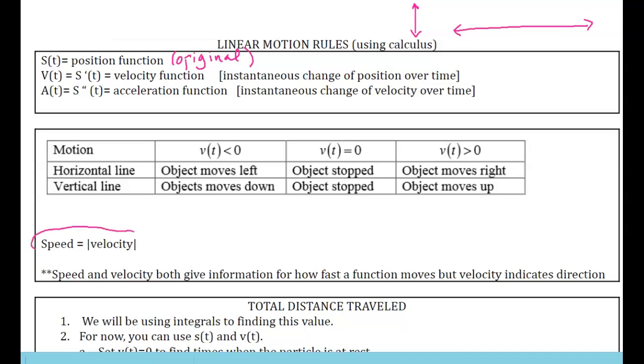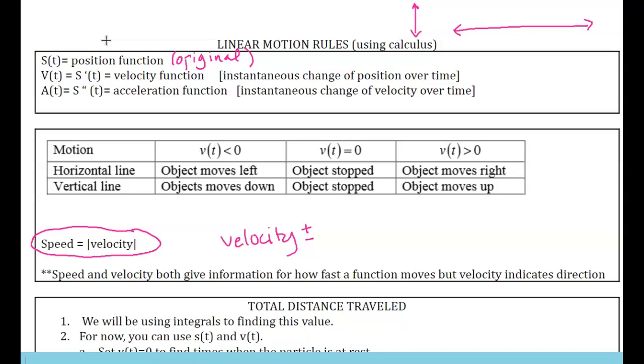This is something that comes up occasionally, typically with physics students, but speed is known as the absolute value of velocity. Velocity, because we're talking about a change, is directed speed. I like to think of it that way. So velocity can be positive or negative. Speed is the absolute value. Speed and velocity both give us information for how fast a function moves, but velocity, if it's negative, indicates the direction of down or to the left. If it's positive, it means it moved up or to the right.